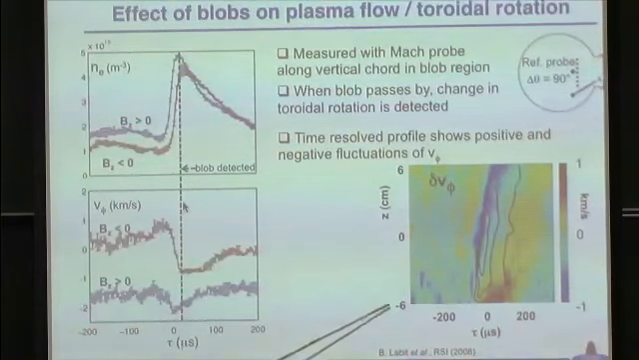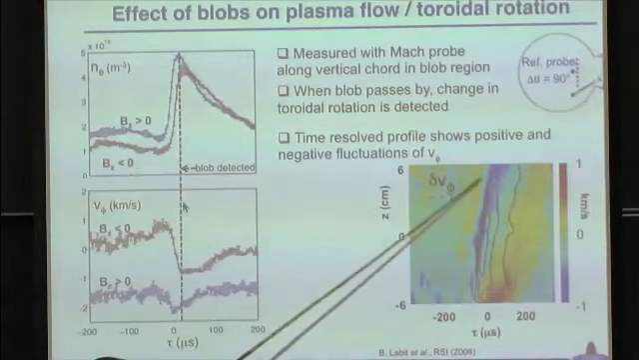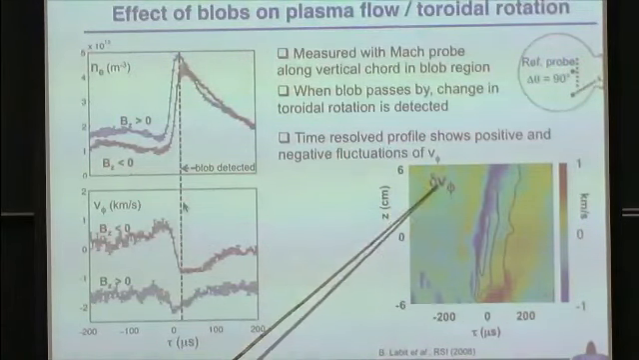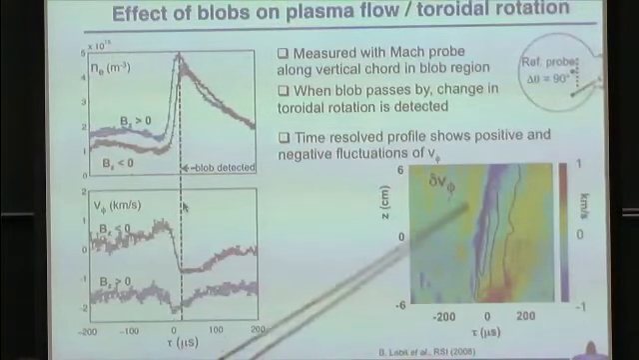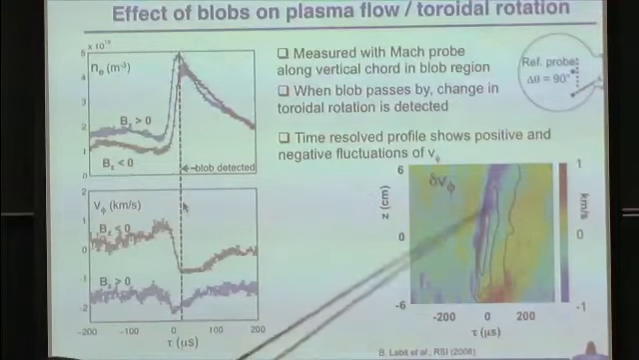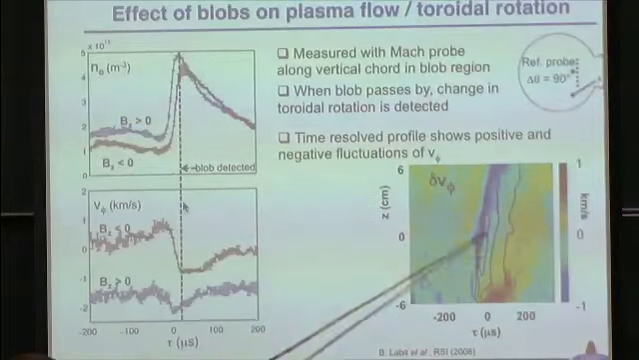Let's look at that in a time-resolved way, but in a profile, and you see that there is sort of a non-local structure. This is the variation in the toroidal rotation of the plasma as a function of time, when 0 is the time when the blob gets to the reference probe. So there is a structure there. This is the density structure in black contours. It's kind of a non-trivial relationship.